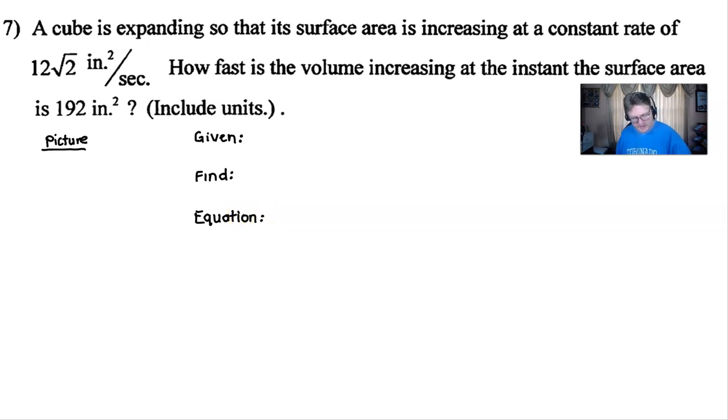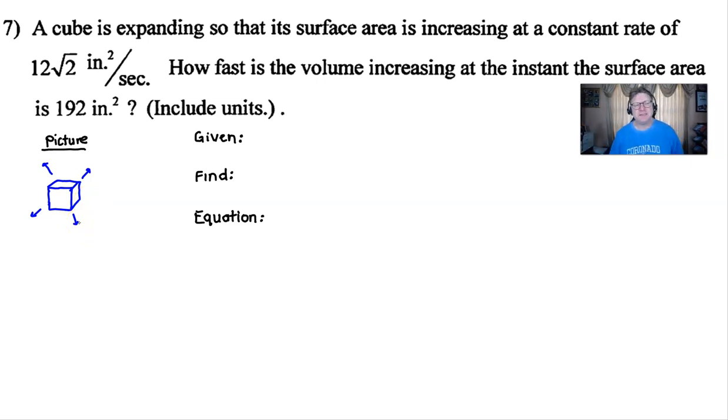All right, well, what is our picture? Well, our picture is a cube. A cube might look maybe something like this. That's about as cubical as I can get with my limited artistic ability. And it says that this cube is going to be expanding. And so in other words, it's like moving out in all directions, getting larger and larger. Okay?